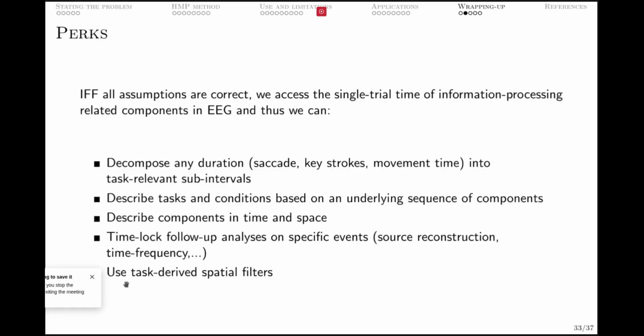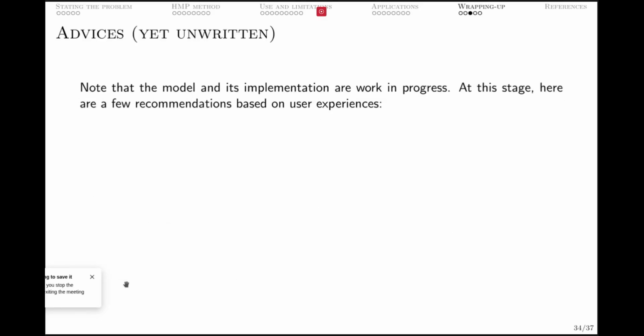And we can time-lock follow-up analysis on specific events, right? Imagine you want to do source reconstructions or time-frequency. Well, my bet is that this is going to be helped a lot by knowing when in time things actually happened. And we can also use task-derived spatial filters, as shown in just the previous slide. And some advice. I'm also going to go back again to those in the hands-on part.